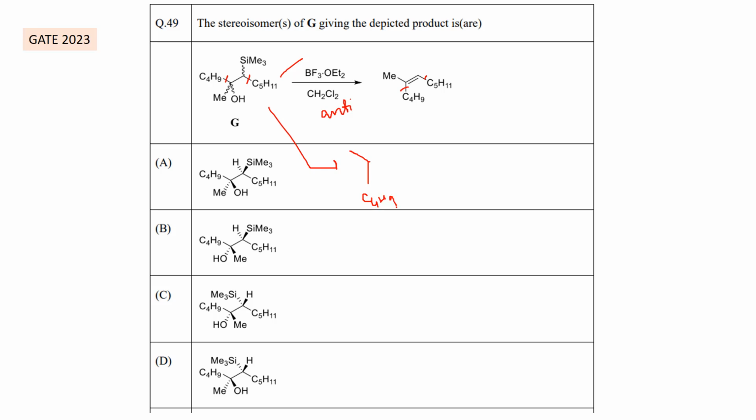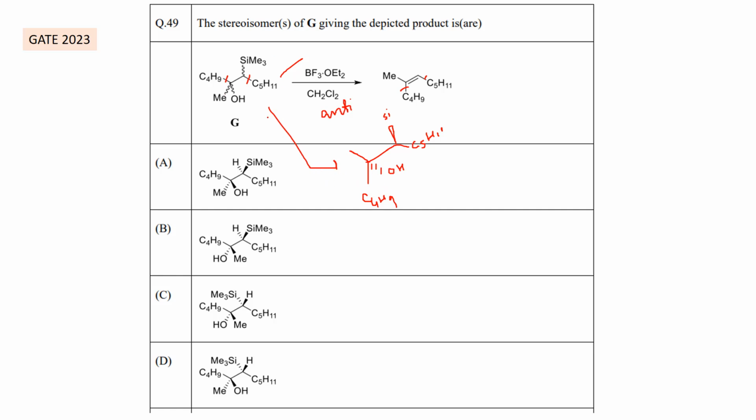after this rotation, the silicon and OH should be anti to each other. That means if silicon is above the plane, then OH will be below the plane. So this is after rotation. Now we have to show this in this way. These two groups should be anti.